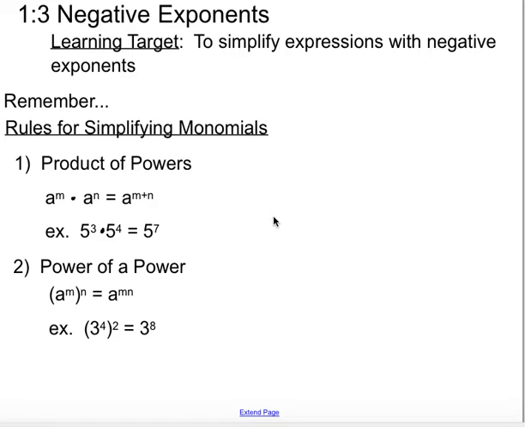And then the power of a power rule there, if you've got a to the m and it's to the nth power, you multiply those two powers together, so you get a to the m times n power. So the example there is 3 to the fourth, all to the second power. You can multiply 4 times 2, which gives you 8. So then you can find out what 3 to the 8th on your calculator there is.